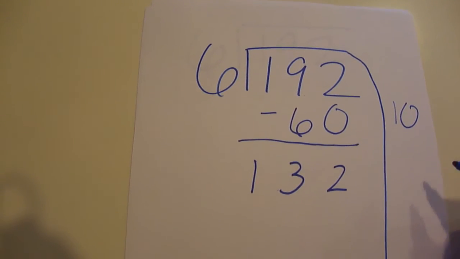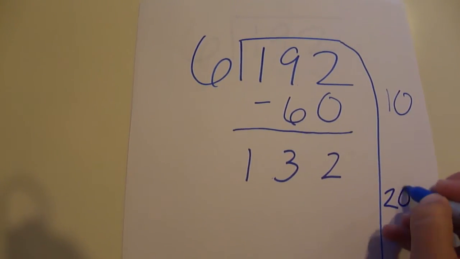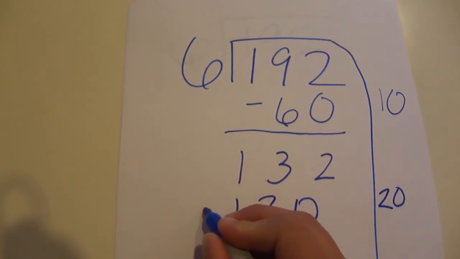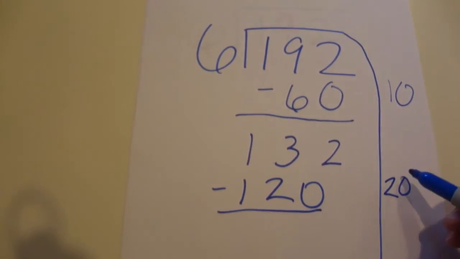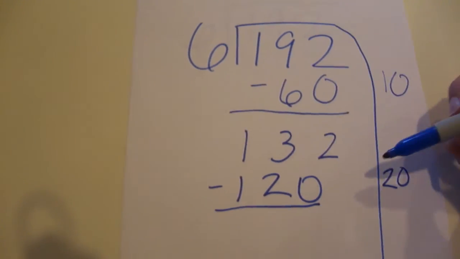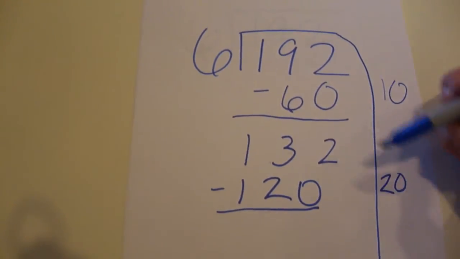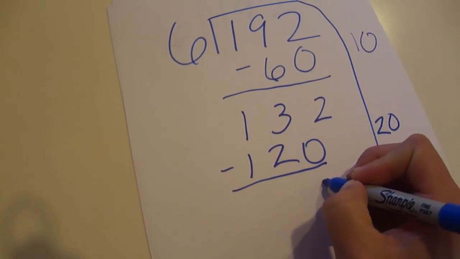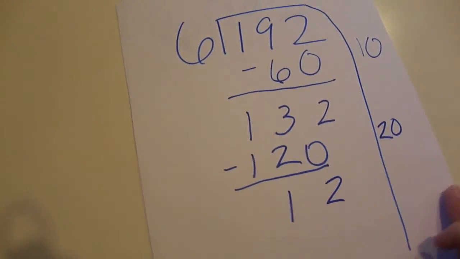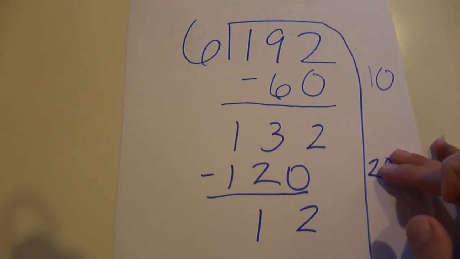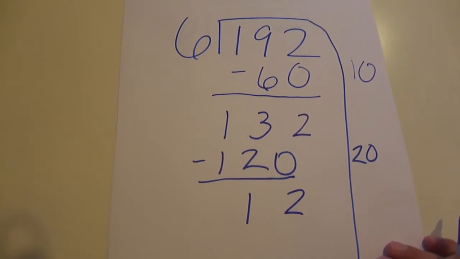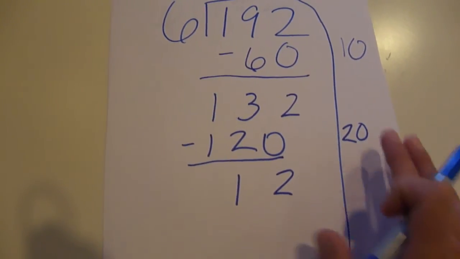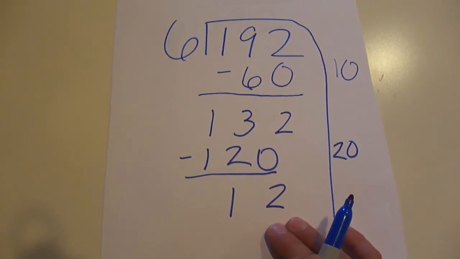I could take out 20 this time, okay? Because 20 would be 120. So again, just like I know 2 times 6 is 12, I know 20 times 6 is 120. And so I can subtract that chunk away now. Again, we're taking out whatever size chunks we want. We could have taken out another chunk of 10 and then another chunk of 10. We kind of do it in whatever chunks make sense to us. So I took out a chunk of 20 and now I only have 12 left.